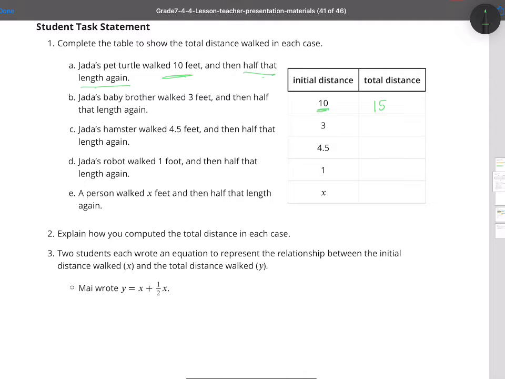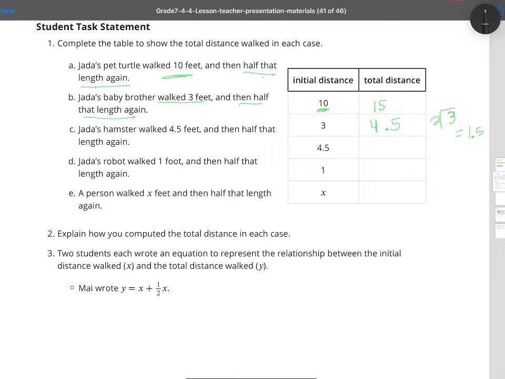Okay? Now let's look at part B. Part B said Jada's baby brother walked 3 feet and then half that length again. So we need to figure out what's half of 3. If you don't know what's half of 3, you could always divide it by 2. And it should give you 1.5. When I add those two numbers together, 3 and 1.5, it should give me 4 and 5/10 or 4.5.